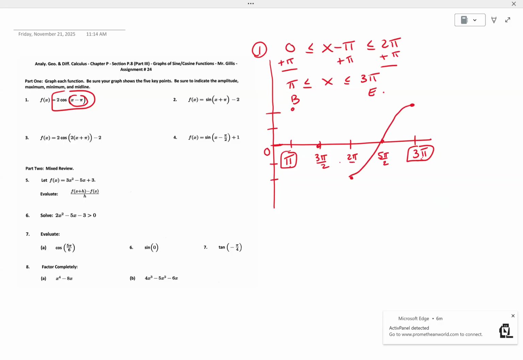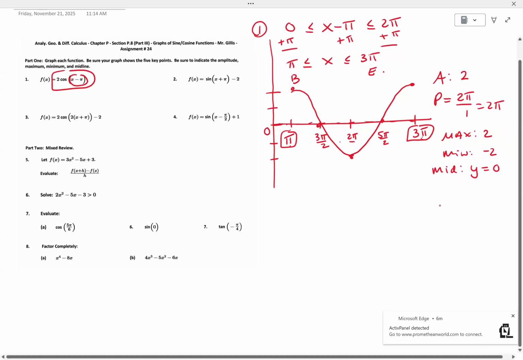And there is no vertical shift. The amplitude here will be 2. The period is 2 pi divided by b, and b is understood to be 1, so it's just 2 pi. The maximum value, the highest y, is 2. The minimum is minus 2. And the midline is y equals 0. It's the horizontal line that will cut the graph sort of in half.